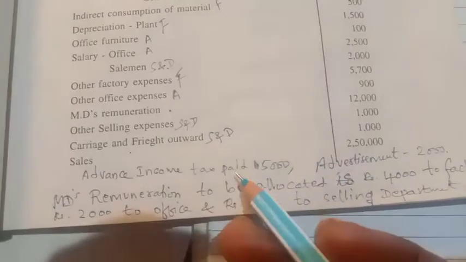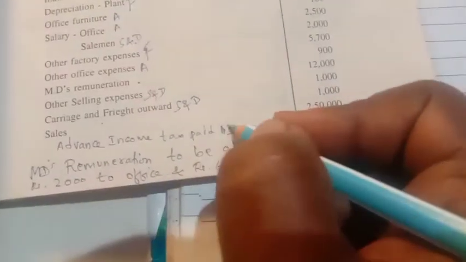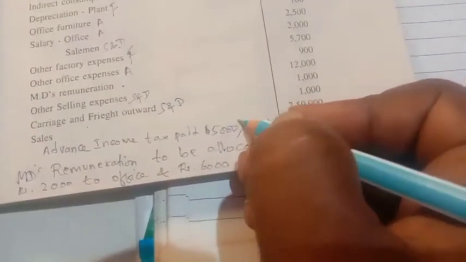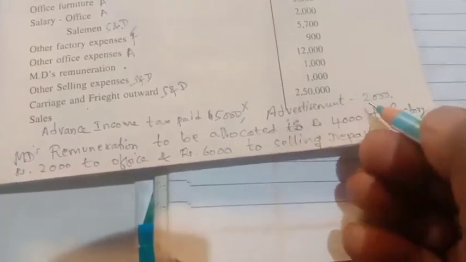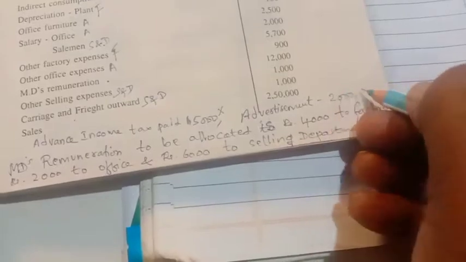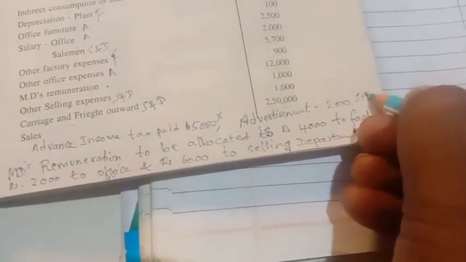Then advance income tax paid. Any tax paid, financial expenses will not be considered in this cost sheet, so we have to ignore. Advertisement expenses, selling and distribution.